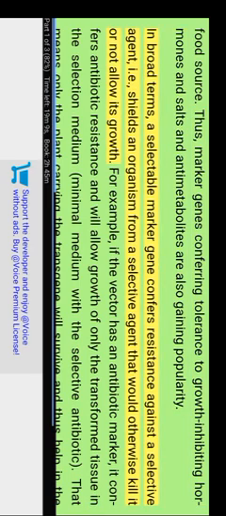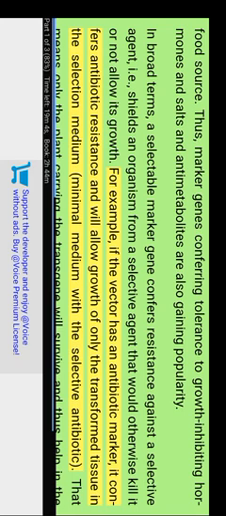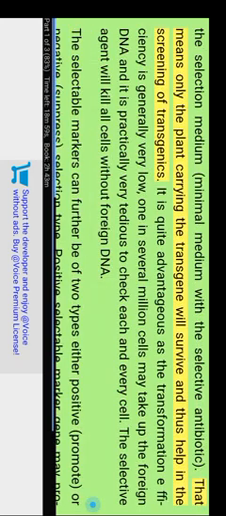In broad terms, a selectable marker gene confers resistance against a selective agent, i.e., shields an organism from a selective agent that would otherwise kill it or not allow its growth. For example, if the vector has an antibiotic marker, it confers antibiotic resistance and will allow growth of only the transformed tissue in the selection medium, minimal medium with a selective antibiotic. That means only the plant carrying the transgene will survive and thus help in the screening of transgenics.